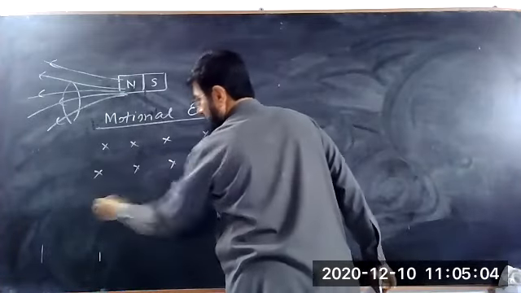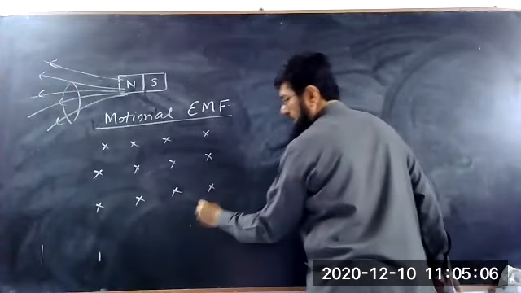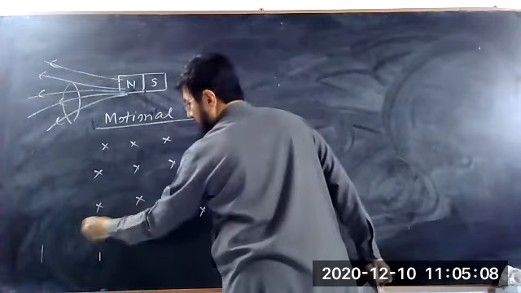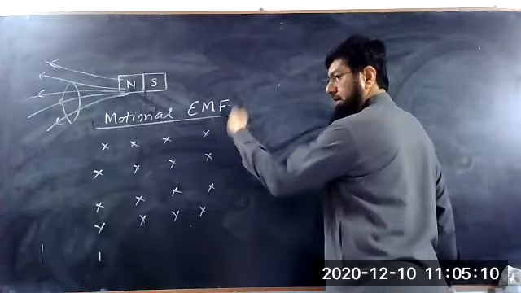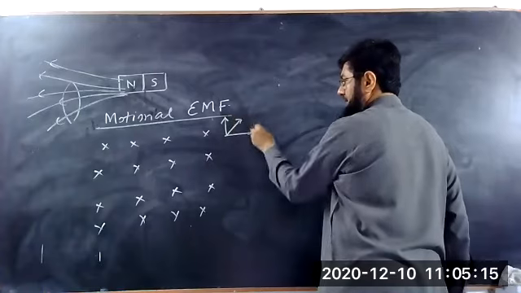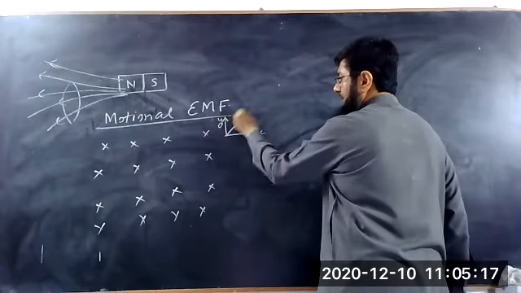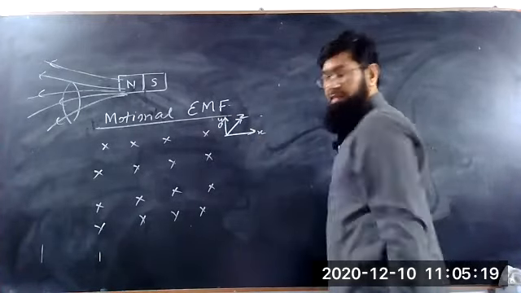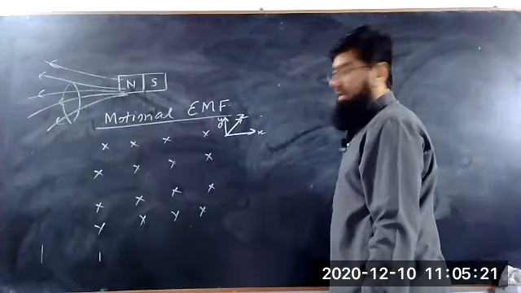Now say this is the magnetic field, and this cross indicates that the magnetic field is going into the board. We have the x-axis, y-axis, and this is the z-axis. The magnetic field is along the z-axis.